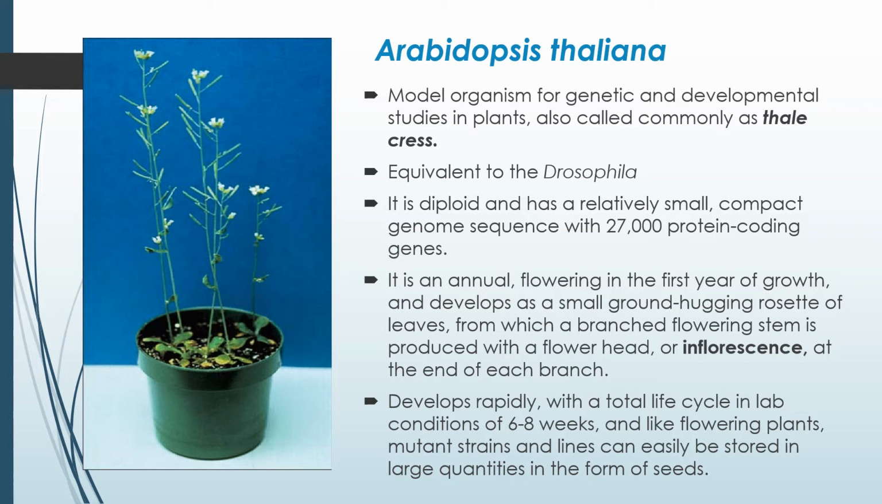Okay? So, it also develops rapidly with a total cycle in the lab conditions of about 6 to 8 weeks only. And like flowering plants, mutant strains and lines can easily be stored in large quantities in the form of seeds. Okay, so again, this is the very ideal type of plant kasi nga short lang yung time for it to grow and for experts or scientists to observe how it grows. Mabilis lang siya. So in a matter of 2 months, meron ka na agad makukuhang results depending on the experiment that you are doing compared to other plants na kailangan mo silang hanapin after 1 year pa.